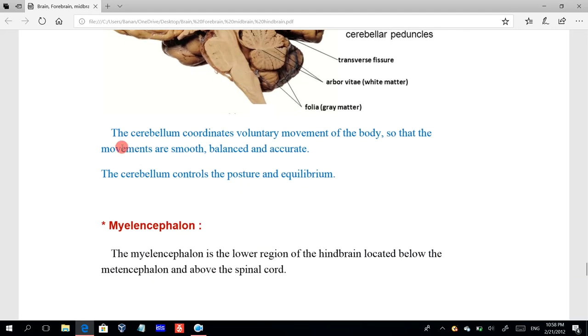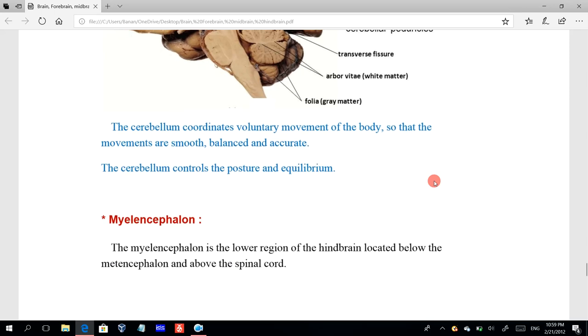So the cerebellum coordinates voluntary movement of the body so that the movements are smooth, balanced, and accurate. The cerebellum controls the posture and equilibrium.